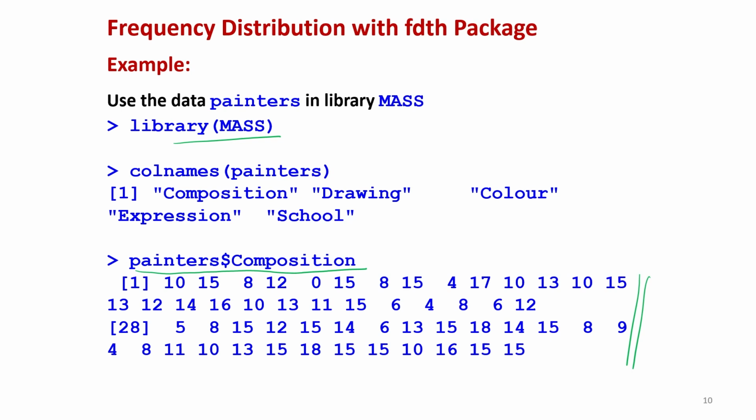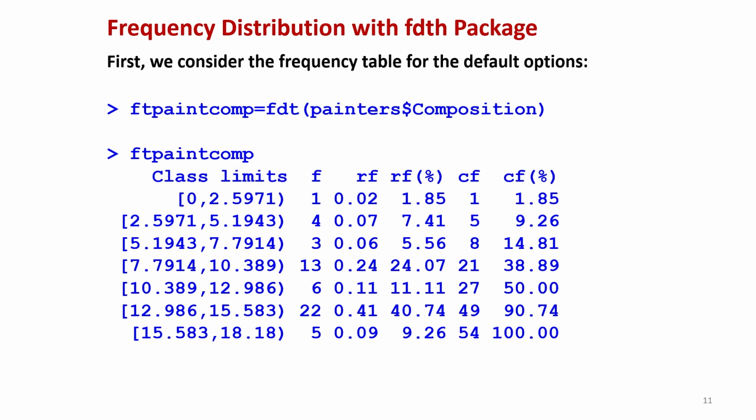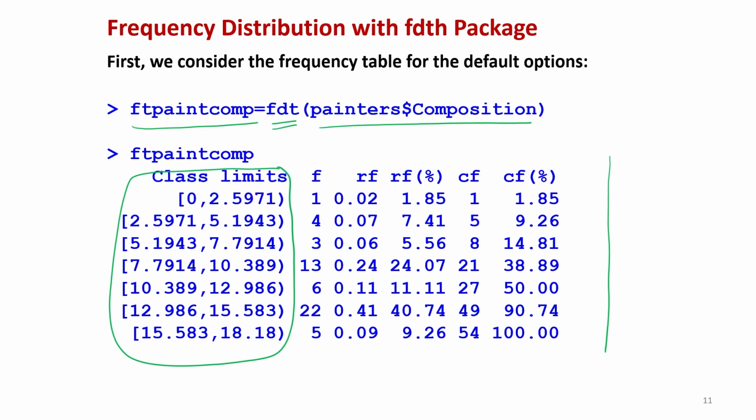So you know that this is the data set. Now I want to create the frequency table for this data set. So I will simply write fdt and painters$composition, right? And I save it into ft_paint_comp. So these are the limits, and you can see this is the same thing. Here these are the class intervals. Then the second column is the frequency. Then the third column is relative frequency.